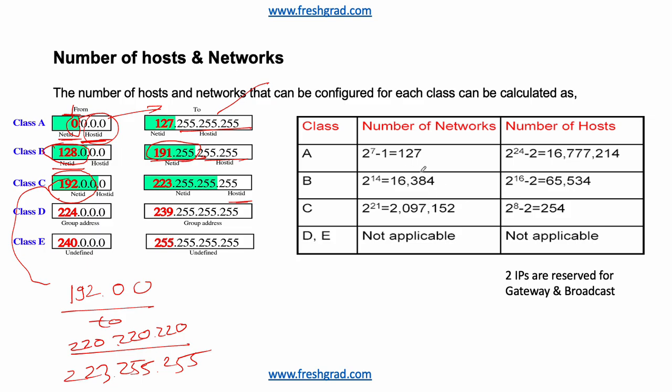And how do you calculate the number of networks? For class A, you do 2 raised to power, and when you are looking for network ID, you subtract 1, right? You don't consider all 8 bits. 2 raised to power 7 minus 1, because in class A, you cannot assign 0 to a network, right? 0.0.0.0, you cannot assign any network. So it always starts with a 1. That's why 2 raised to power 7 minus 1. So in class A, you can have 127 networks.